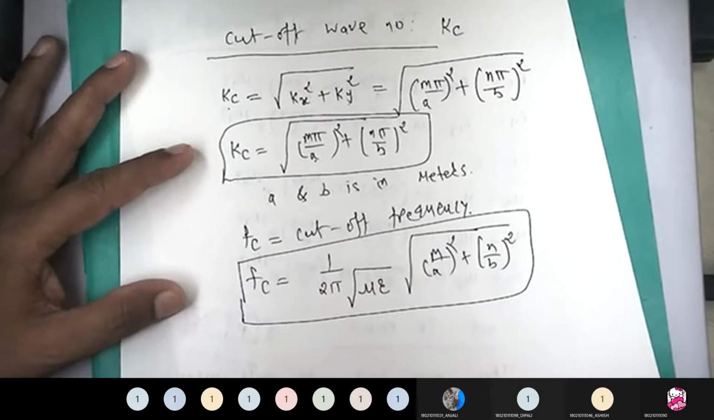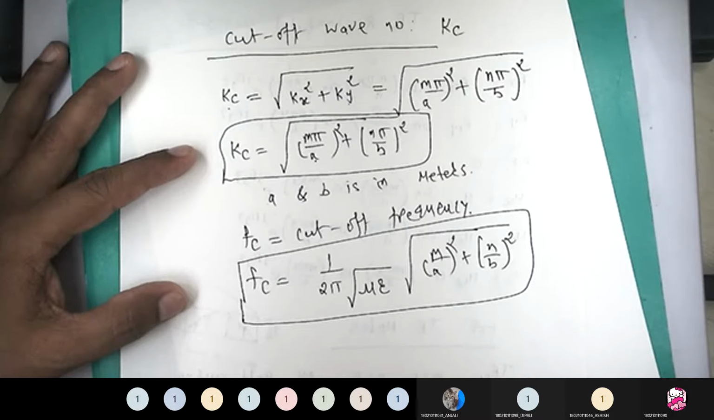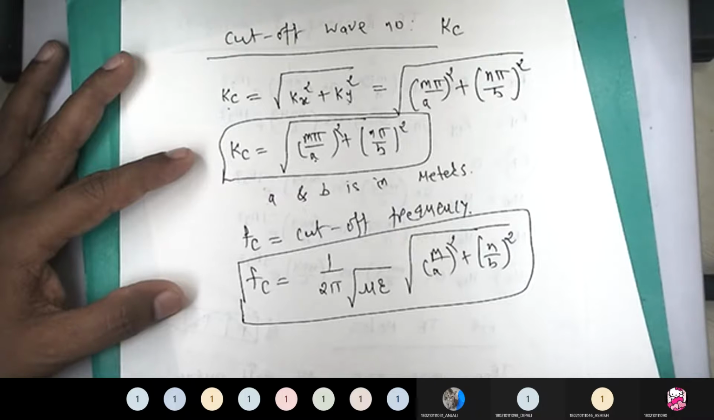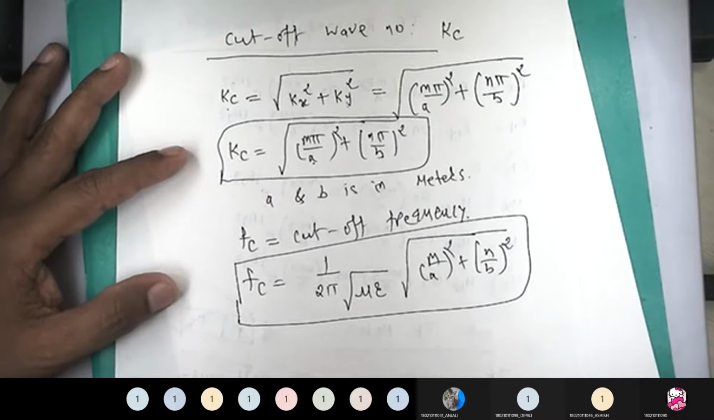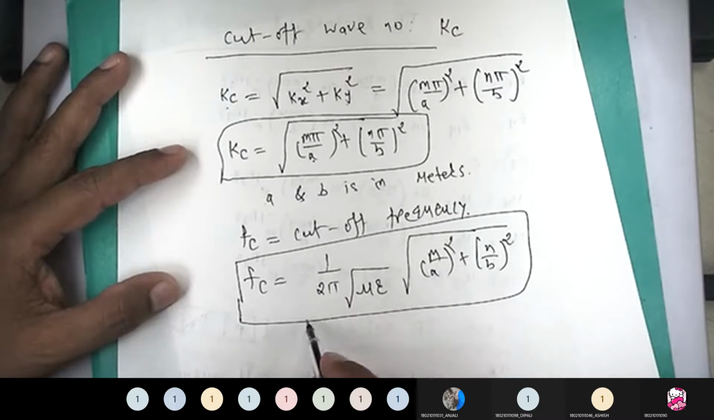Let me clear that this cutoff frequency is a very crucial frequency, and based on that cutoff frequency we are trying to find out what our operating frequencies should be. So ultimately, this is our final expression.